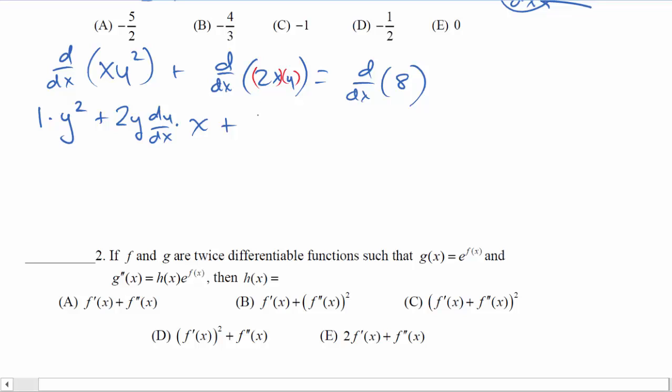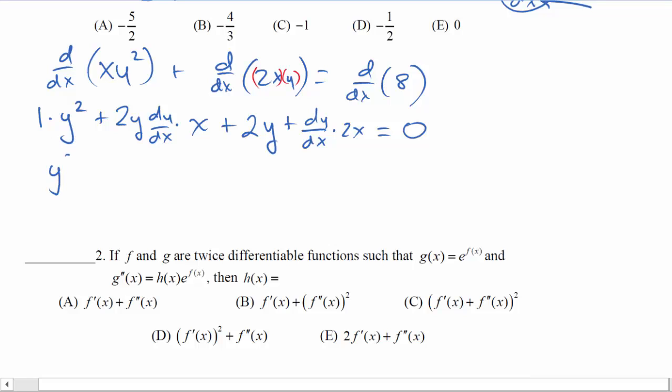Take the derivative of 2x, which is 2, keep y the same, and then take the derivative of y, which is just dy dx, and keep the 2x the same. And then finally, what's the derivative of 8? Well, that's just 0. Now, at this point, it's sort of a mess, so I'm going to clean it up before I do anything else with it.